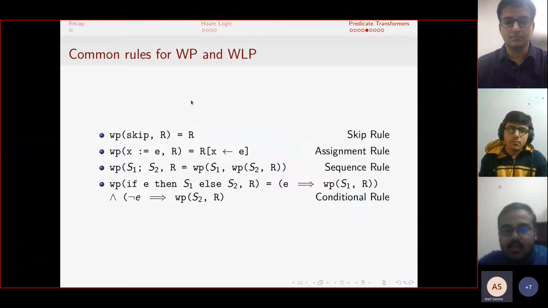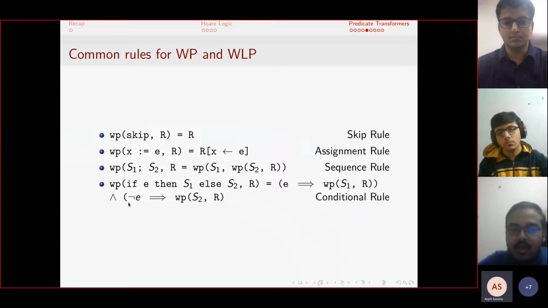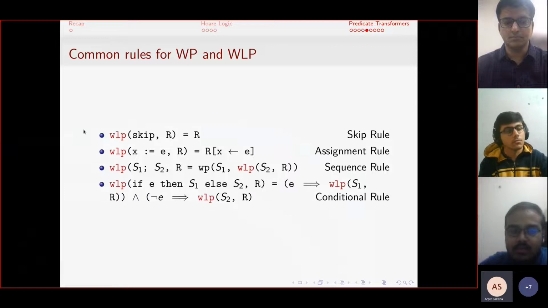So first we look at the common rules for WP and WLP. I just rewrote these rules that we have already seen for the weakest precondition, and basically these rules just carry forward to the WLP. We can just replace the WP everywhere with WLP, and these rules work.